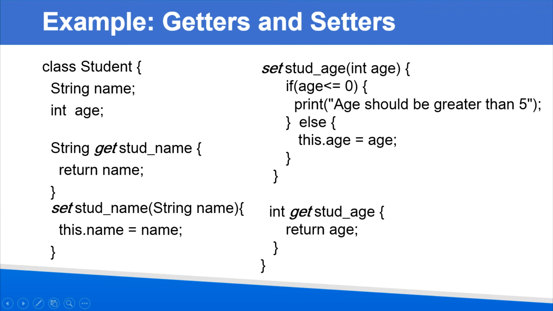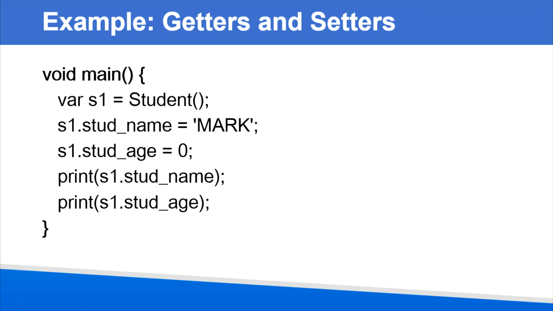So void set studAge with a parameter age as an integer, then a conditional expression that evaluates if the age is less than or equal to 0. If the age is less than or equal to 0, print age should be greater than 5. Otherwise, this.age is equal to age. Then another function for the getters: int get studAge, return age.